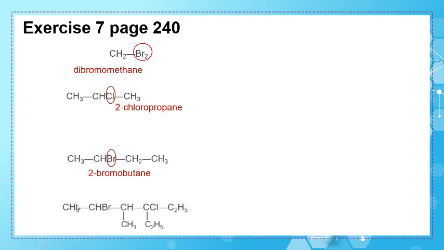And for the last one, pause the video and try to give the name of this haloalkane. Now 1, 2, 3, 4, 5, 6. We have 6 atoms in the main chain. We have bromo on carbon number 2, methyl on carbon number 3, and chloro on carbon number 4, and ethyl on carbon number 4. We give the name: 2-bromo, 4-chloro, 4-ethyl, and 3-methyl. 2-bromo-4-chloro-4-ethyl-3-methylhexane.